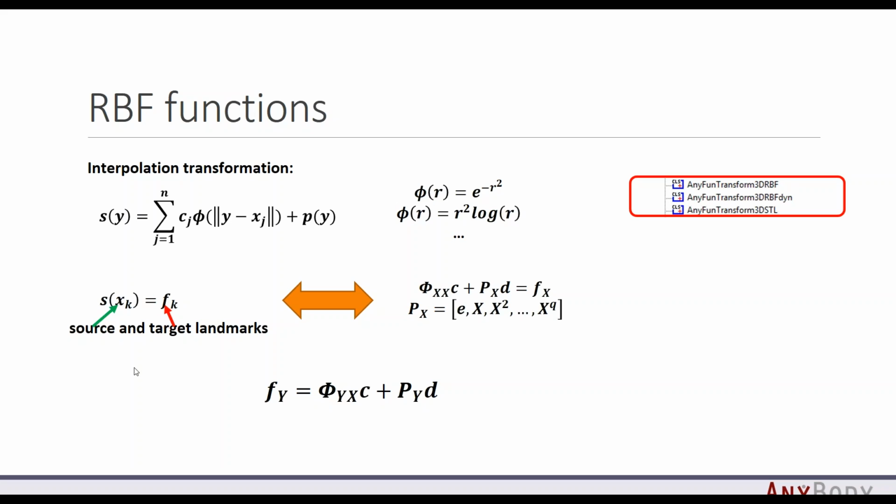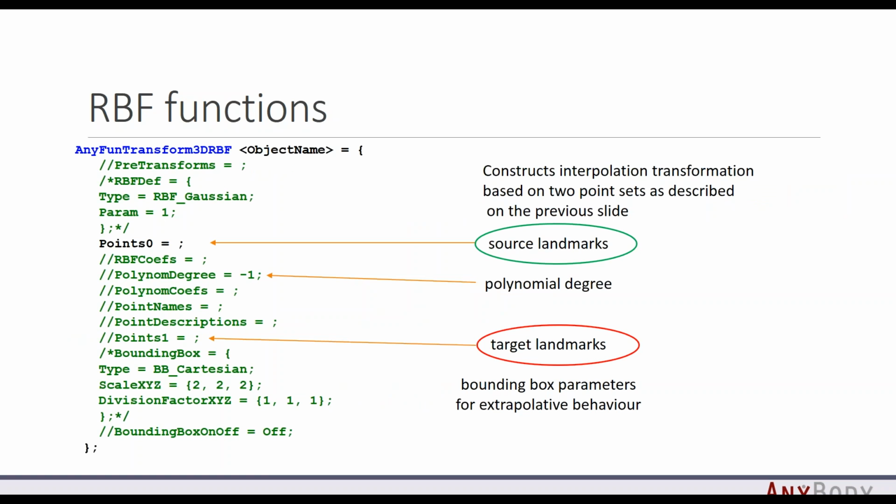So what we can do is use our source and target landmarks to find these coefficients. And this is how the function actually works. We provide 2 sets of source and target landmarks to define our transformation. And once we have provided those and selected some parameters, our interpolation transformation is ready to use.